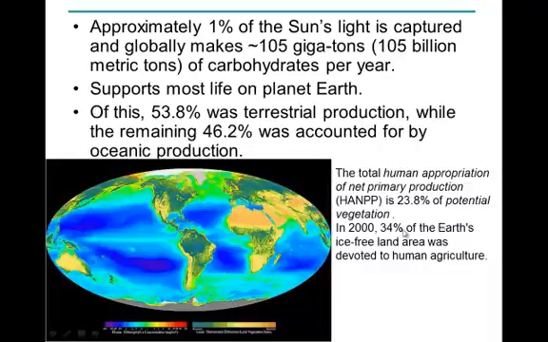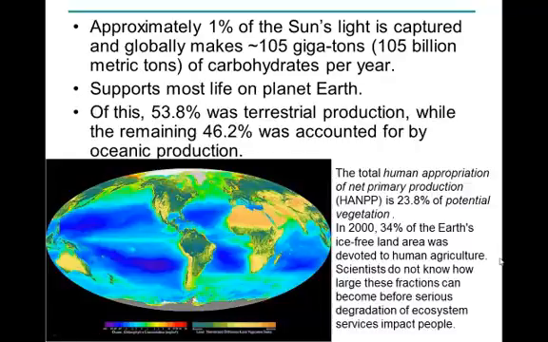In the year 2000, and that's, of course, over a decade ago, over a third of the Earth's ice-free land area was devoted to human agriculture. Boy, that's a lot. And what scientists really don't know is how large these fractions can become before we have serious degradation of ecosystem services that will impact people and degrade the environment for humans. Right now, humans are just taking more and more, and they're not mindful that there will come a tipping point where such losses to natural ecosystems will destroy some of the services which humans count upon.